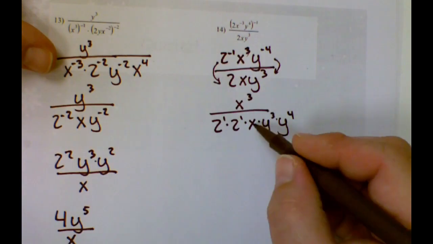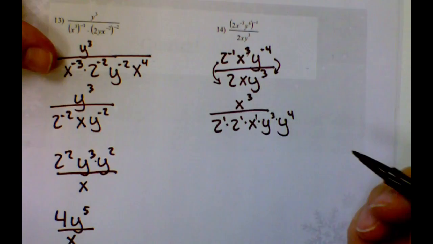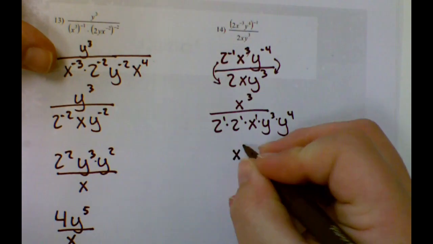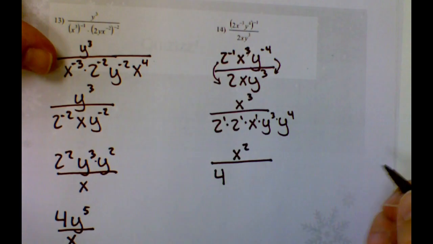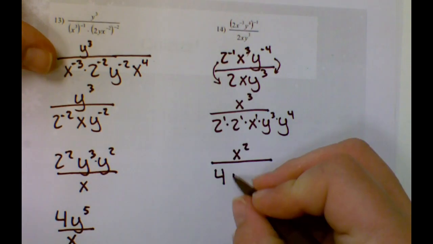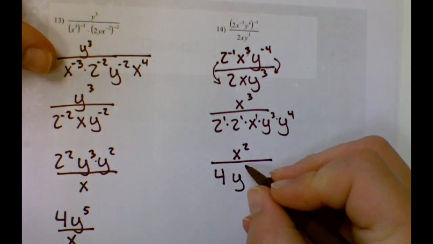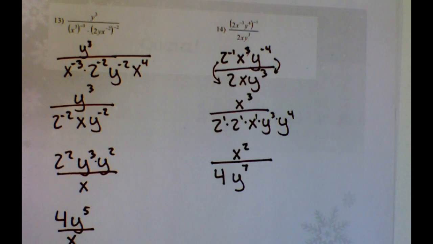Well, I have an x cubed over x to the 1st power. Subtract those exponents, I have an x squared left. I have 2 times 2, which is 4. And I add my exponents for my y's, making it y to the 7th power as my final answer.